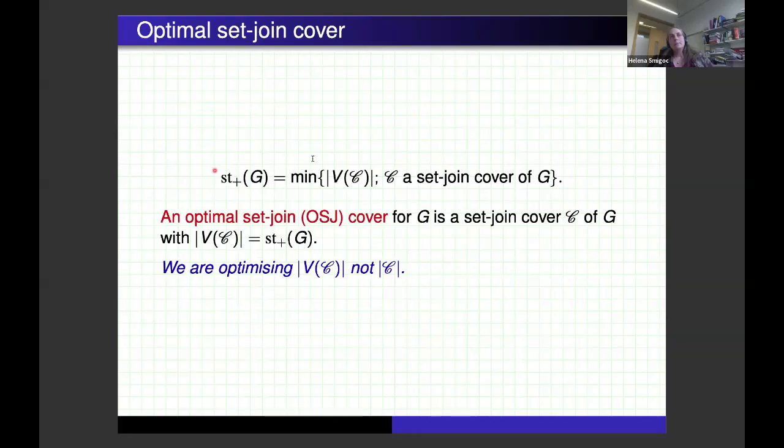Right, so this is the minimum. This is the parameter that I want to minimize because that's the one that gives me the SNT, the graph. For the covers that have the minimal number of components, I call those covers optimal. So I call them an optimal set join cover, or in this talk from now on, it will be just denoted OSJ covers, optimal set join covers. So the ones that have the minimal number of components.